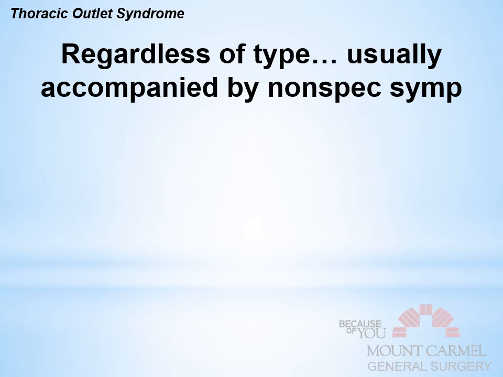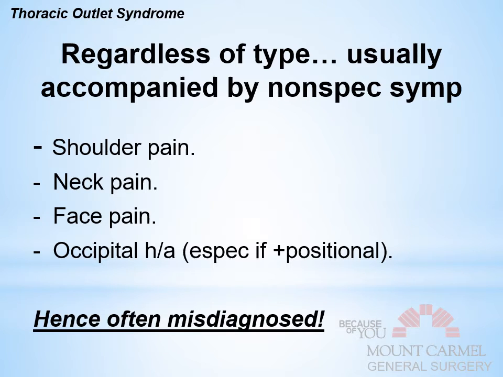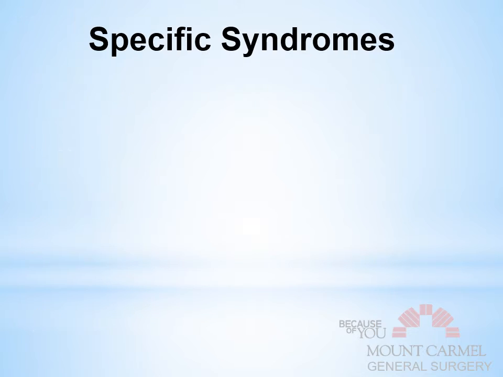All right, regardless of the type, there are usually these non-specific symptoms, including shoulder pain, neck pain, face pain, and occipital headaches. Interestingly, these headaches are reproducible and thus positional. It's an important historical fact, and one that might lend you towards the right diagnosis, but probably doesn't. That's why it's often misdiagnosed for a long time.